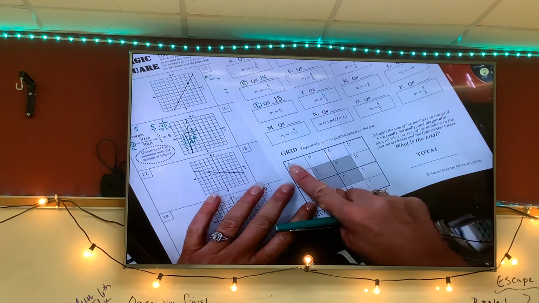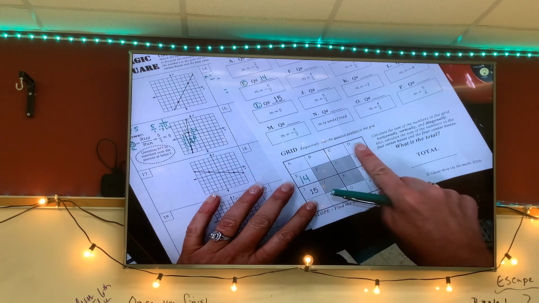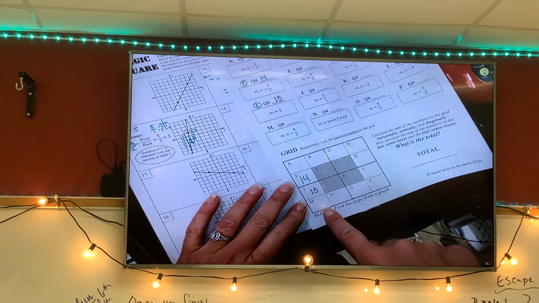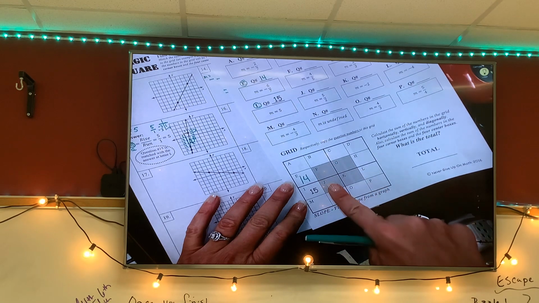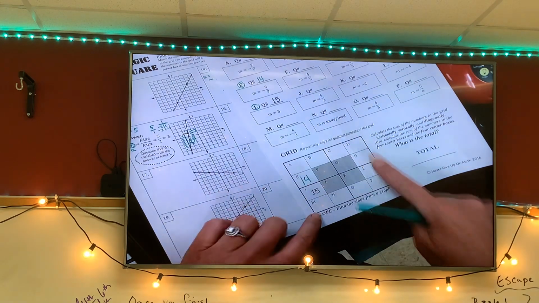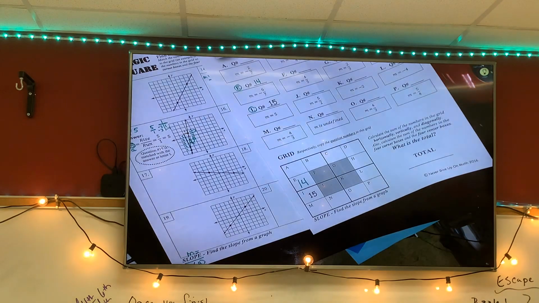So say this one added up to 94. This should add up to 94. Your diagonal should add up to 94. These four in the middle should add up to 94. And your four boxes should add up to 94. It's not 94, but that's just your example.